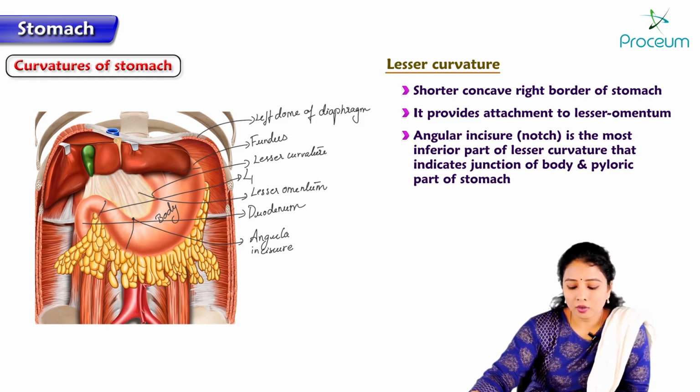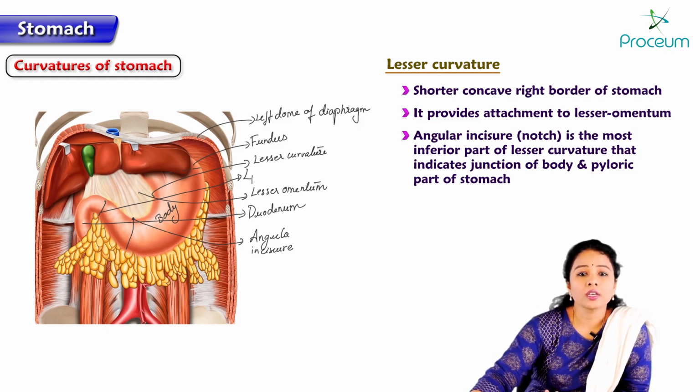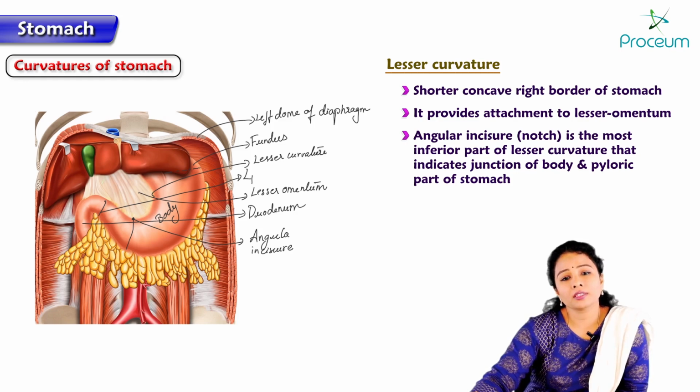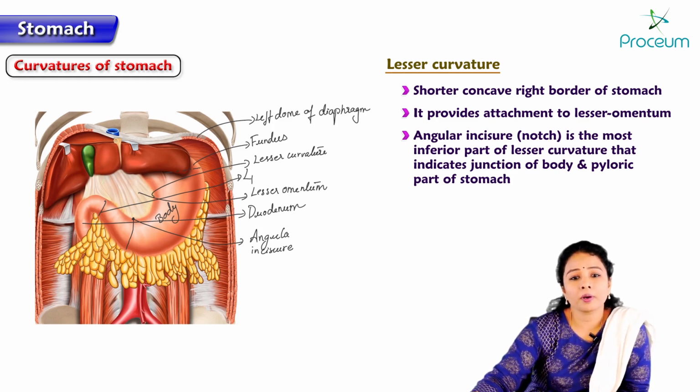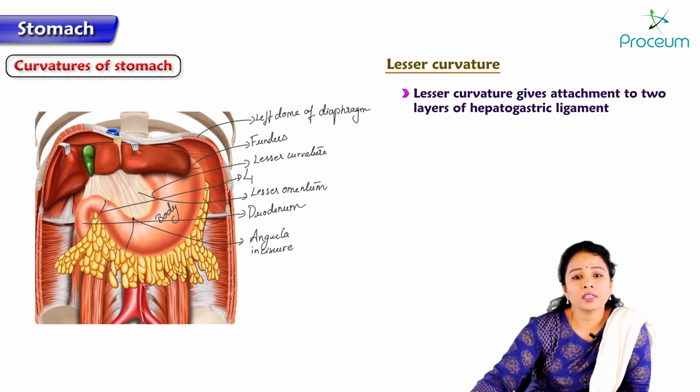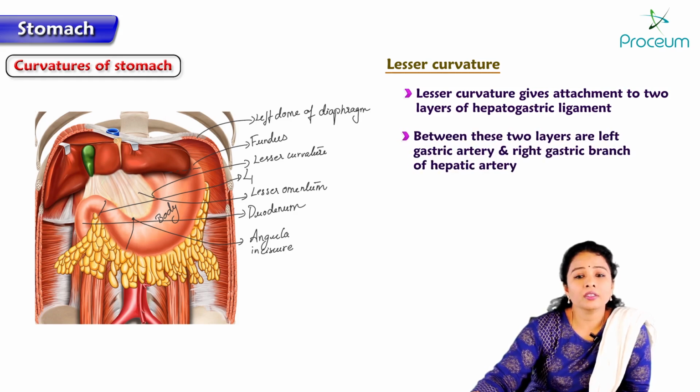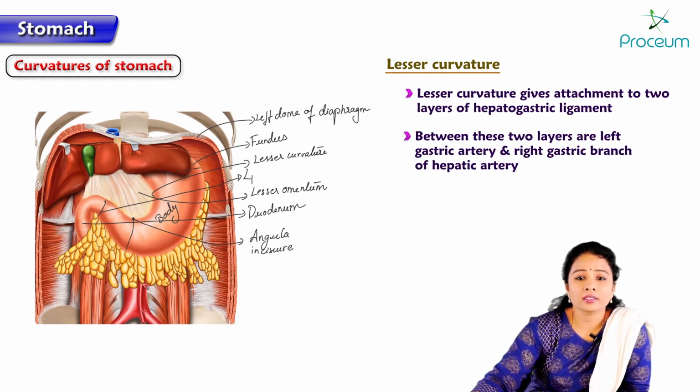So angular notch or angular incisure is the most inferior part of the lesser curvature that indicates the junction of the body and pyloric part of the stomach. The lesser curvature gives attachment to two layers of hepatogastric ligament, and between these two layers are the left gastric artery and the right gastric branch of the hepatic artery.